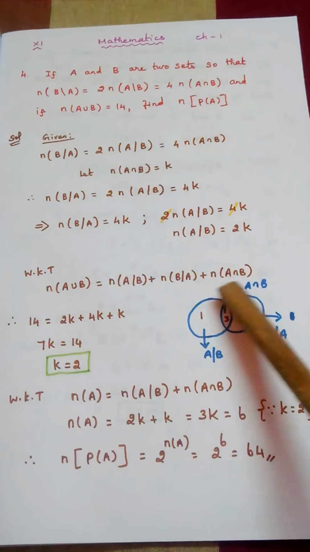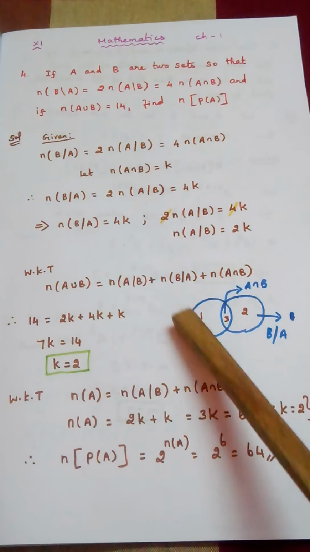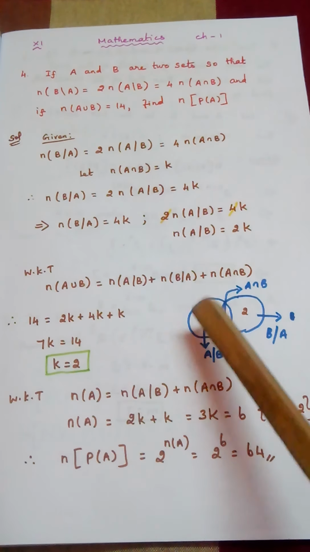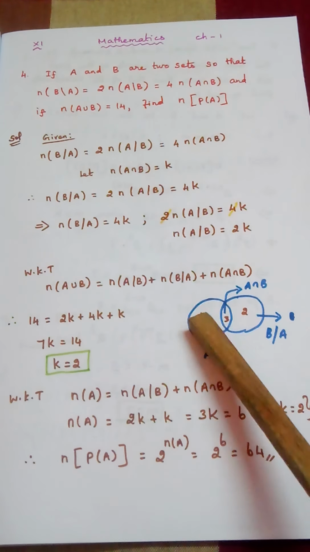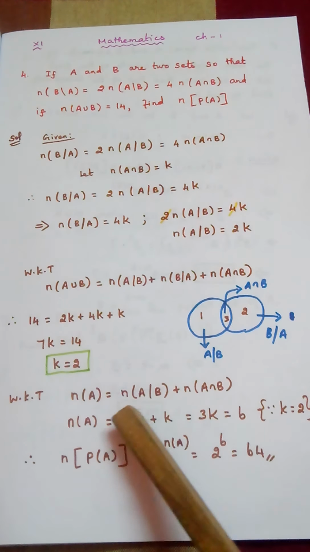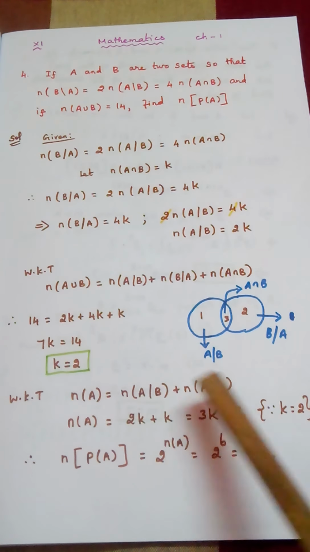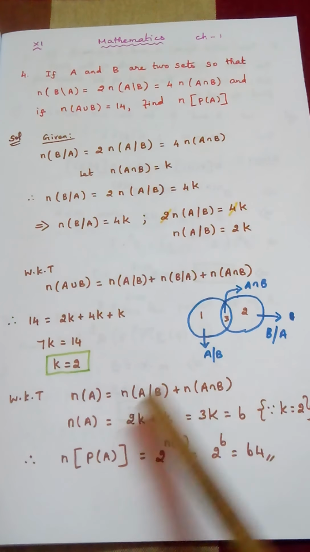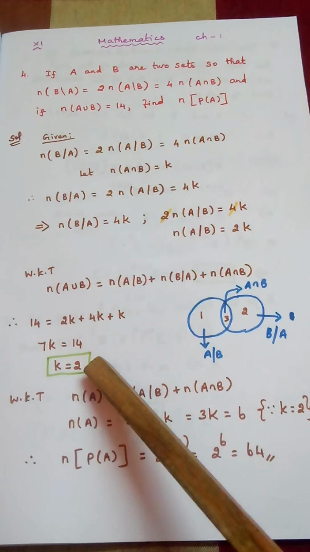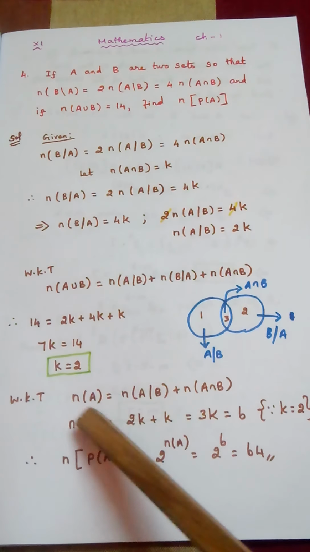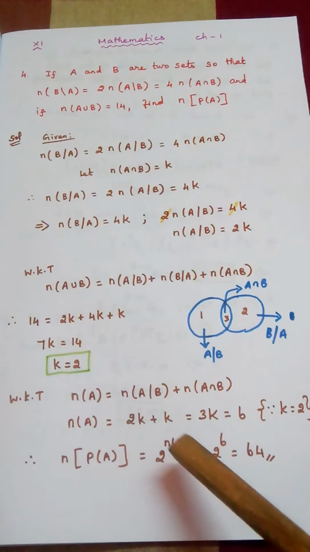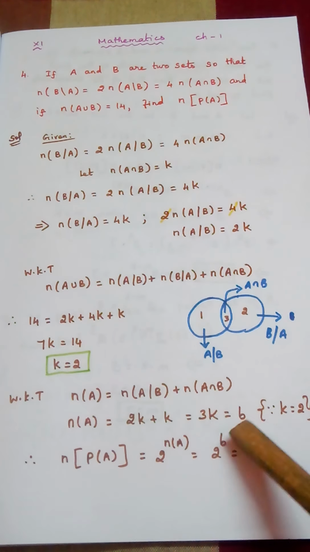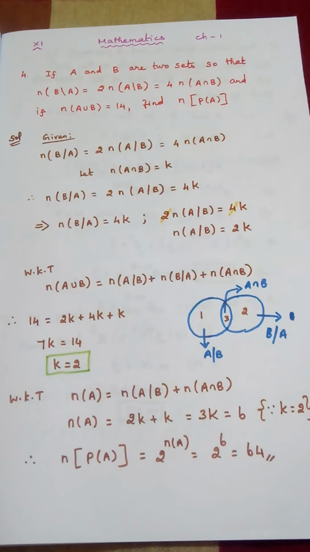N of a is equal to, again from the diagram, a means first circle, written as two parts. N of a difference b plus n of a intersection b. A difference b means this. A intersection b means this. These two values we know. This is 2k and this is k, 3k. K value we found out here. So substituting and getting the value of n of a. Since we know n of a, we can easily find out n of p of a. Formula is 2 power n of a, 2 power 6. Answer is 64. So we will see the next sum in the next video, right?